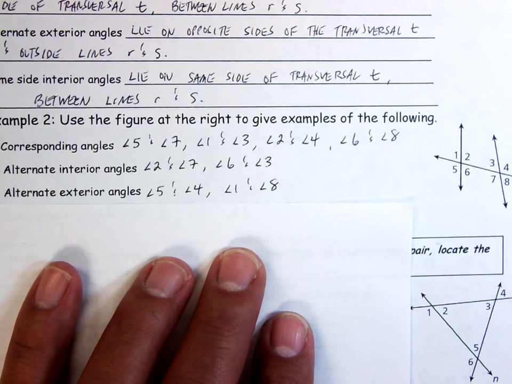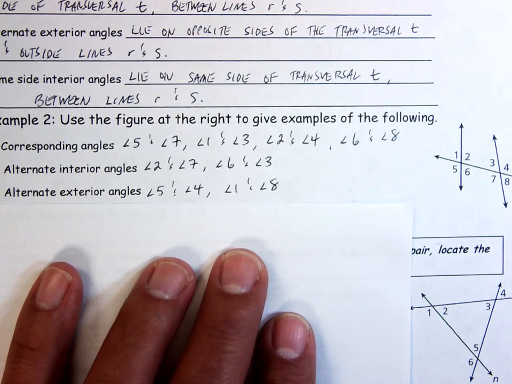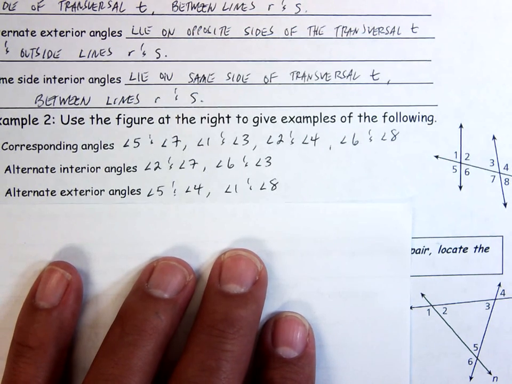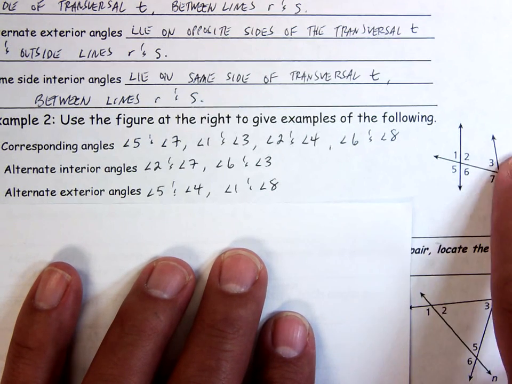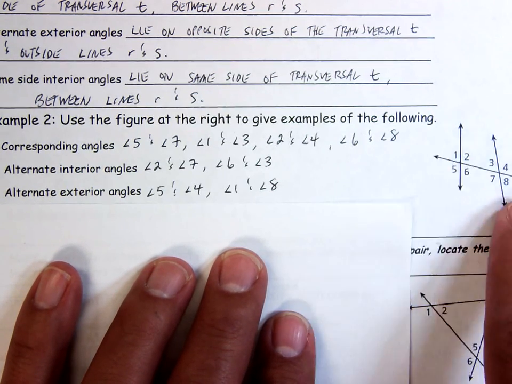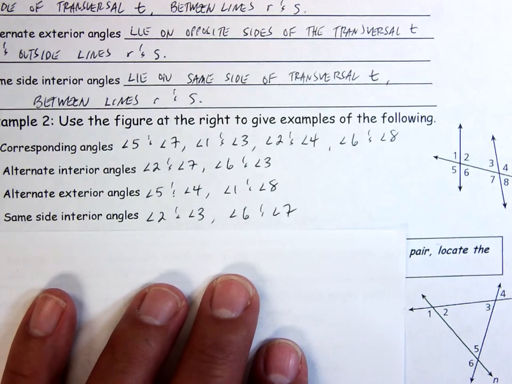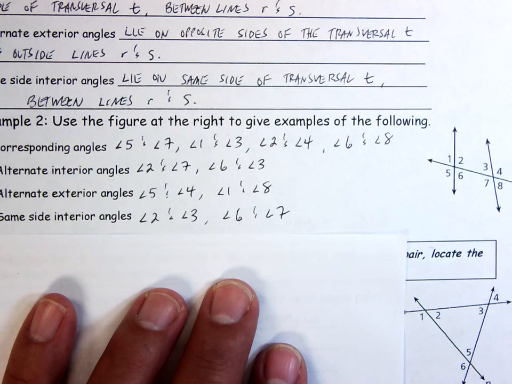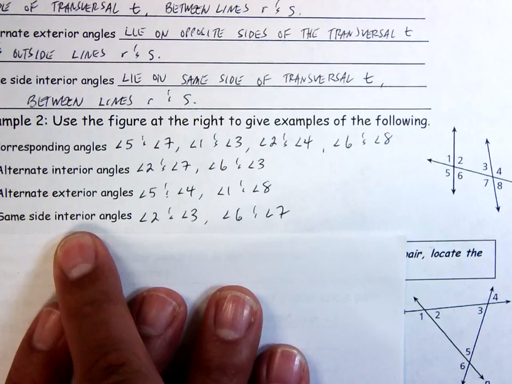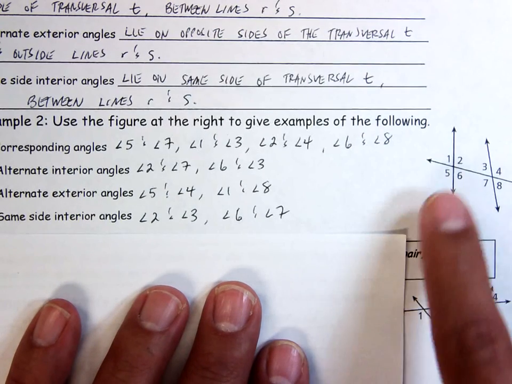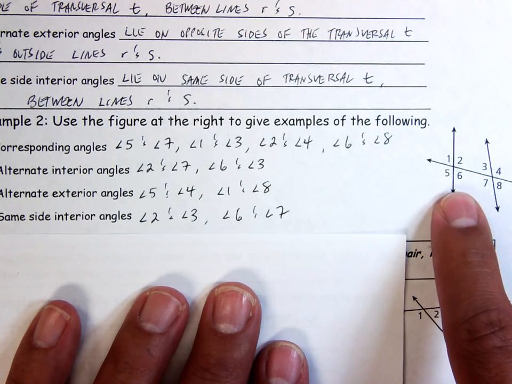Alternate exterior angles. These are on the outside. They are on opposite sides of the transversal, and they are on the outside of the two lines. So I have angle 5 and angle 4, and I have angle 1 and angle 8. Same side interior. They are on the same side of the transversal, in between, interior, between the two lines. So I have angle 2 and angle 3, and I have angle 6 and angle 7.